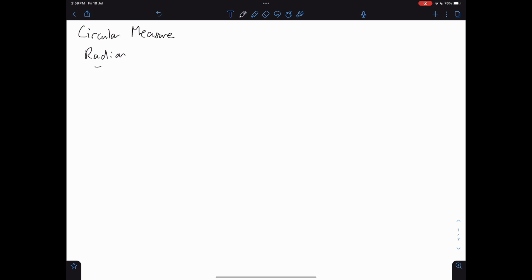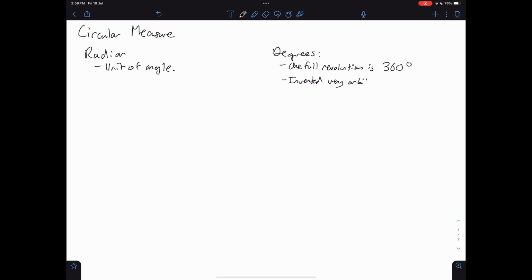Now this is a unit of angle, and you may be very familiar with degrees, where 1 full revolution is 360 degrees. But this was invented very arbitrarily. This number of 360 wasn't chosen for any mathematical reason apart from that it has a lot of factors. That's pretty much the only reason why it was chosen. Radians is, however, much more natural in a way and is much more used in high level maths and physics.